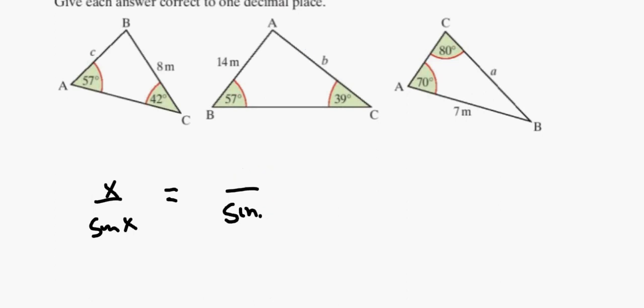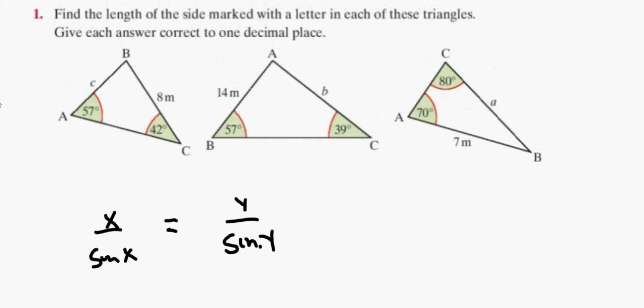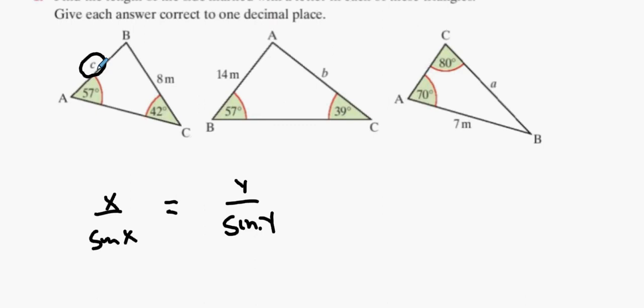And here's what else we got to do. In the question, it wants this length here. It wants to figure out what C is. Well, C is going to be known, X is going to be C. Now what looks at C is the 42. This means angle X will be sine 42. Pick another side that you know. You know 8 meters. What angle looks at the 8 meters? The 57 does. So that's sine 57.